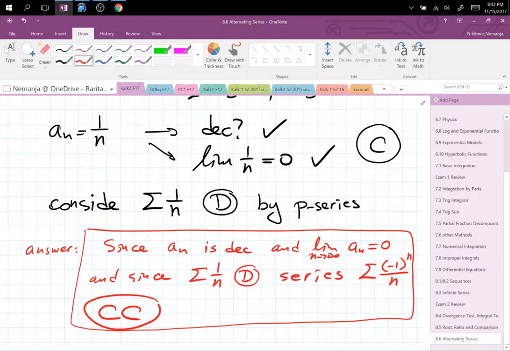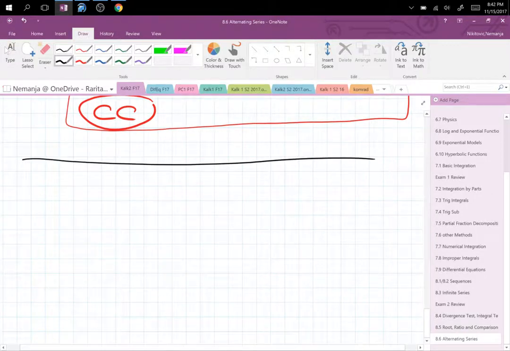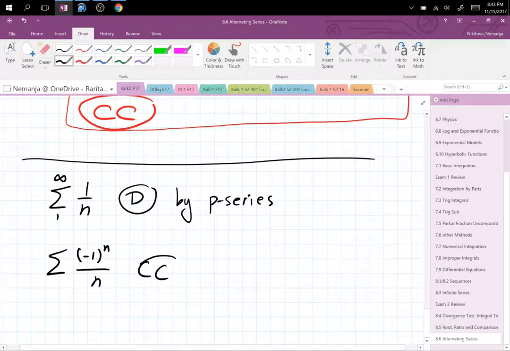Now let's understand real quick. You have a question? Yeah, what does it mean converges conditionally? You see, you say summation of 1 over n diverges by p-series. And we are all familiar with that. Summation of (-1)^n over n converges conditionally. What's the difference between these two?